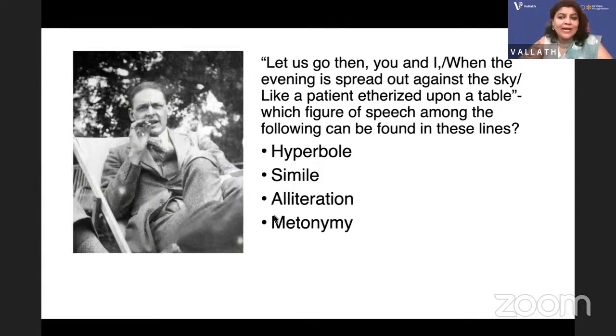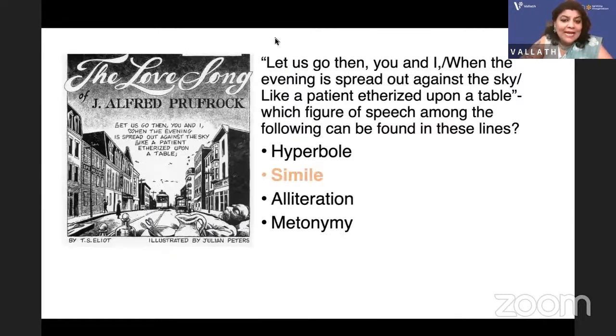Let us go, then you and I, when the evening is spread out against the sky, like a patient etherized upon a table. It is T.S. Eliot's opening lines of The Love Song of J. Alfred Prufrock. Which figure of speech among the following can be found in these lines? A patient etherized upon the table. Suddenly it's a conceit. So what is that, Ankita? It is simile, like a patient. It is a simile, but it's actually a conceit. An extreme simile is called a conceit, or a metaphor. Extreme metaphor also.